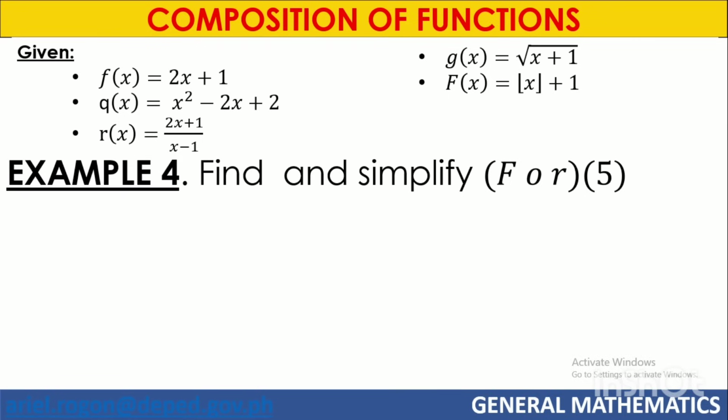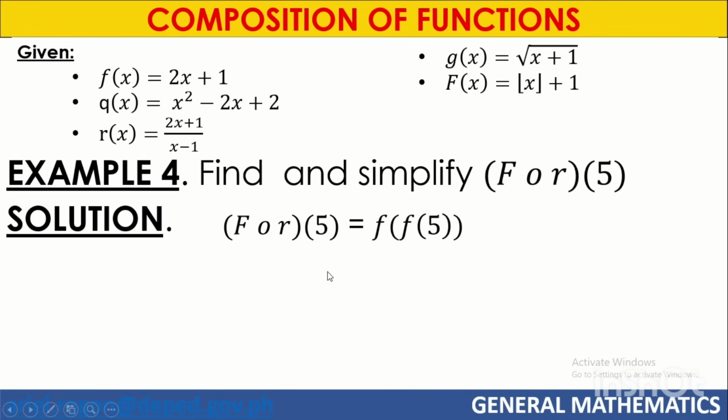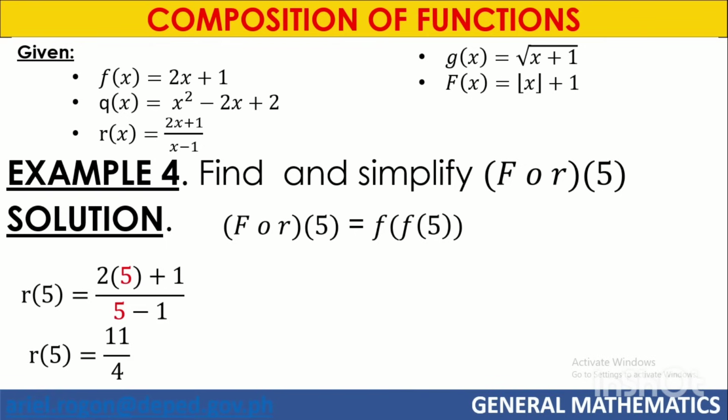Another example. We have this one, the greatest integer function. So paano gagawin yan? And then meron tayong constant na 5. So ang gagawin muna natin, substitute muna natin yung 5 dito kay r of x. So therefore, 2 times 5 plus 1 all over 5 minus 1. So the answer is 11 over 4. So yung r of 5 is equal to 11 over 4.